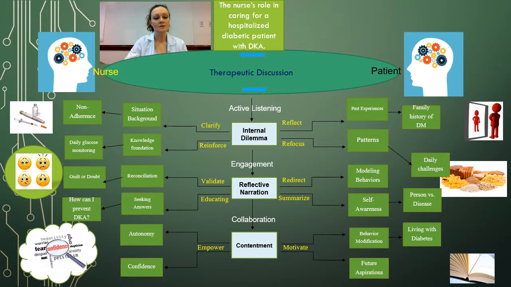The discussion around specific backgrounds or situations that may have led to this point may be discussed, and the nurse can help clarify that information and the gravity of the situation. They may possibly discuss possible non-adherence as it relates to DKA or diabetes.